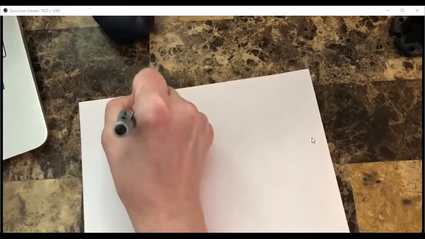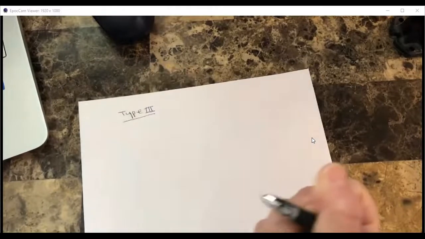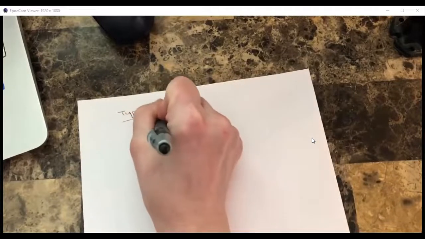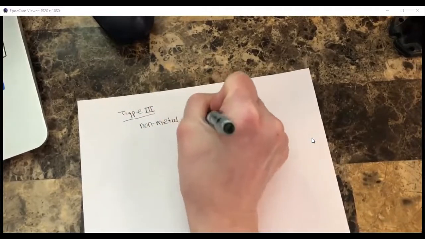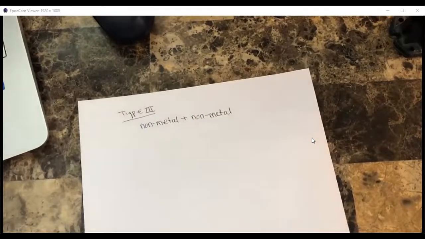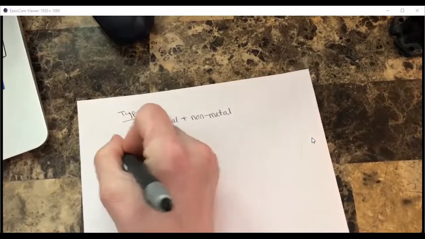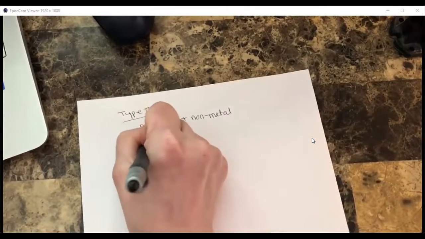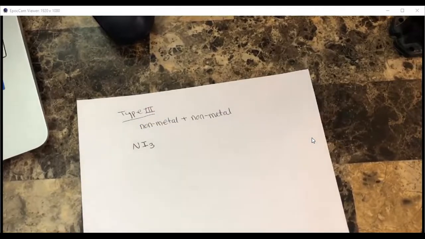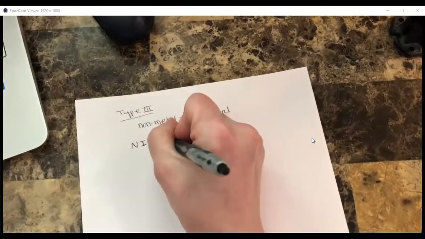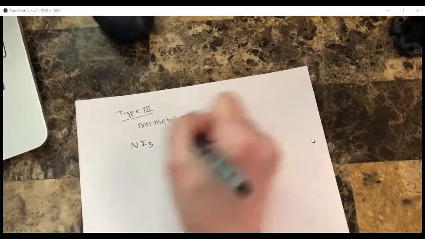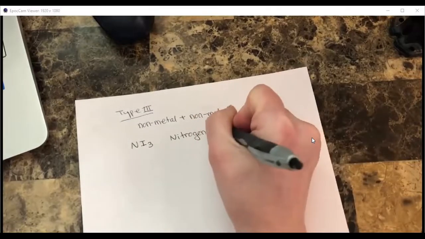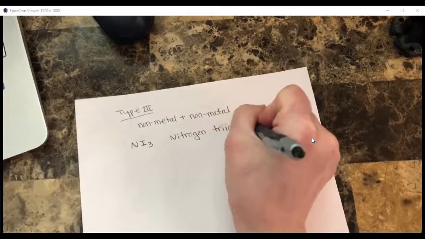Okay, type 3. That is a nonmetal plus a nonmetal. This is the one that uses prefixes to tell us how many of each of the nonmetals are in the formula. So if we have NI3, we know N is nitrogen, we know I is iodine. We also know that they're both nonmetals. So if we were to write out the name of this, it's going to be nitrogen, 3 iodines is triiodide. So that's nitrogen triiodide.